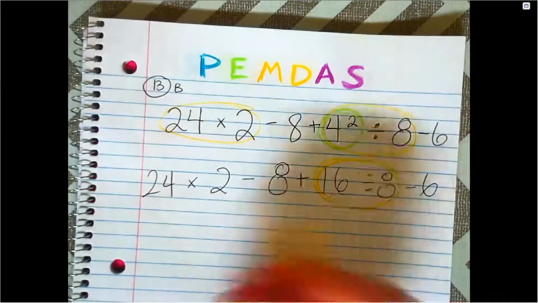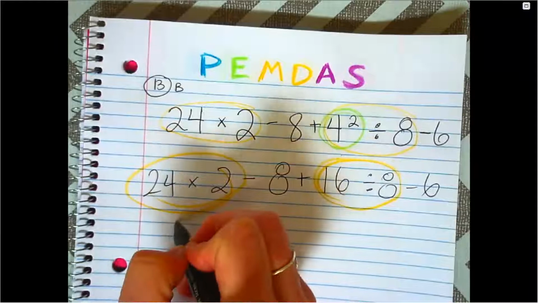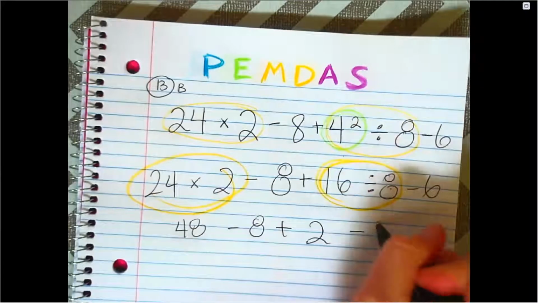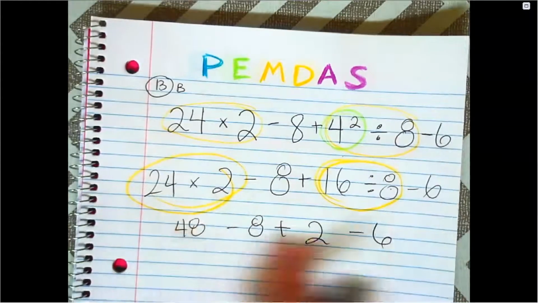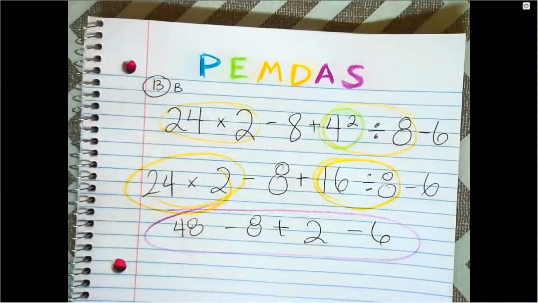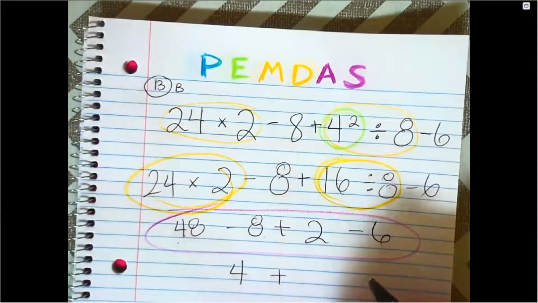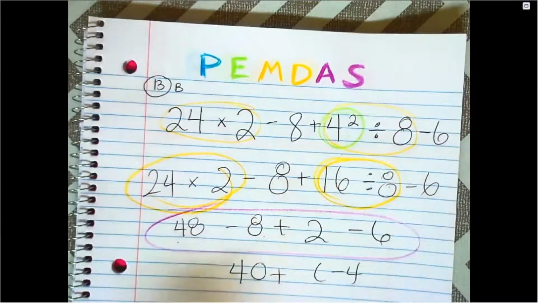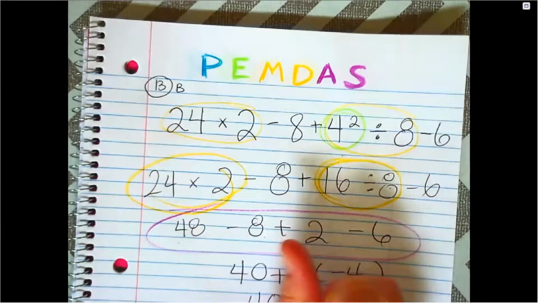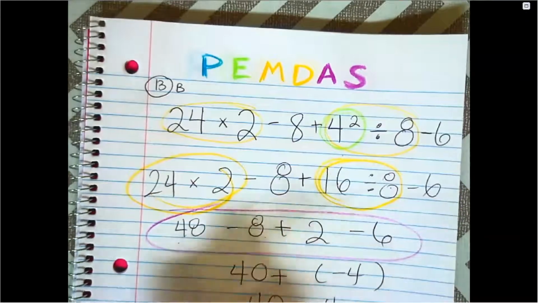So I see some multiplication and division, and I have to solve those first. So 24 times 2, that's 48, minus 8, plus 16 divided by 8 is 2, minus 6. And see how it's addition and subtraction all mixed together? You can just solve this left to right because it doesn't matter. 48 minus 8 is 40, plus a negative 4, right? Because 2 minus 6. You could also write that 40 minus 4, which is 36, which is not equal to 39. So my answer is not B either.